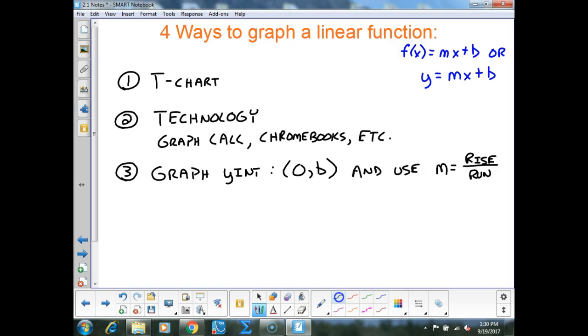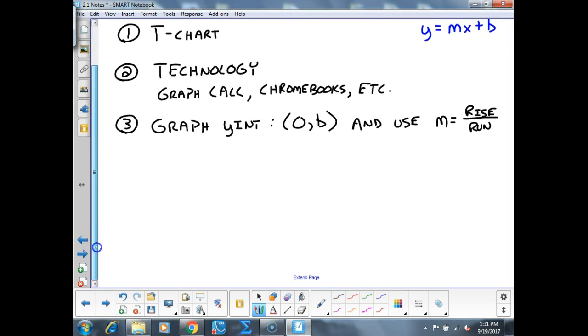Go. The last way is the intercept way. How many points does it really take to make a line? How many points do you absolutely need to make a line? 2. You only need 2 points. So one of your points could be the y-intercept.